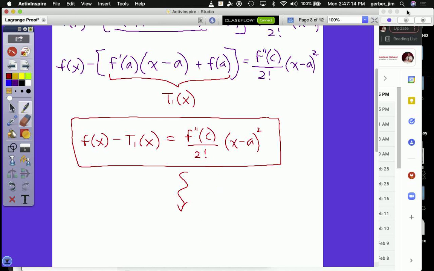So I hope that this helps to clarify a little bit about where this comes from. It's a beautiful theorem, and we'll be looking at some examples in class tomorrow.